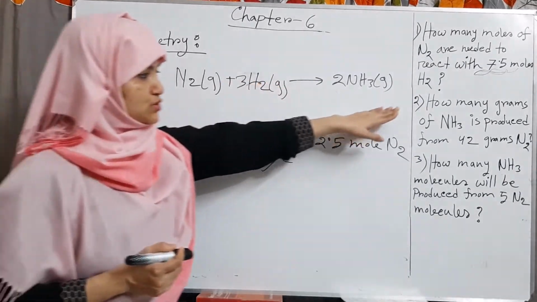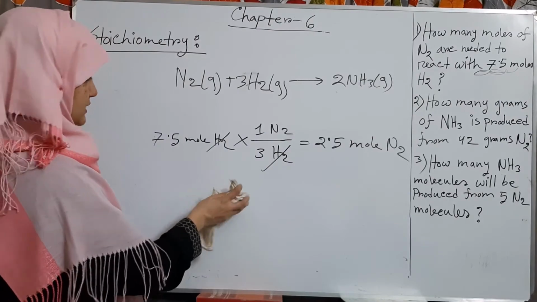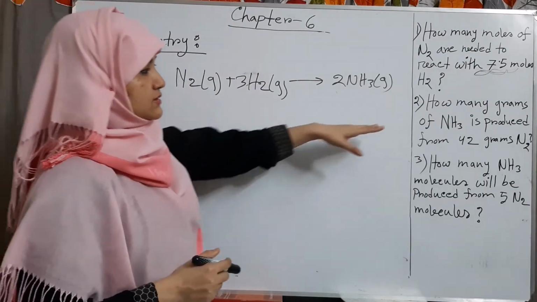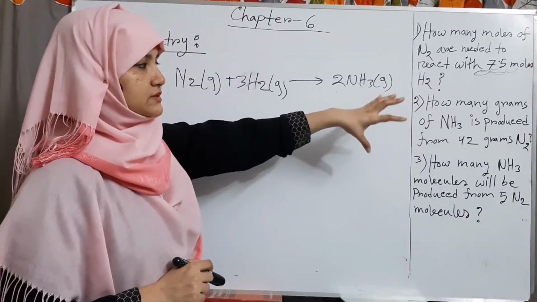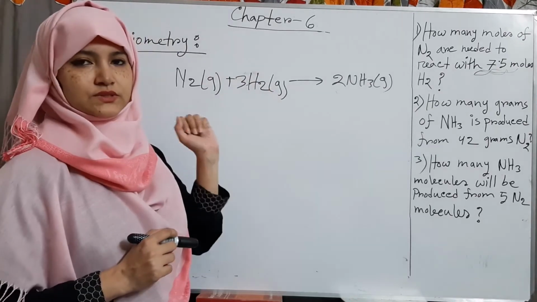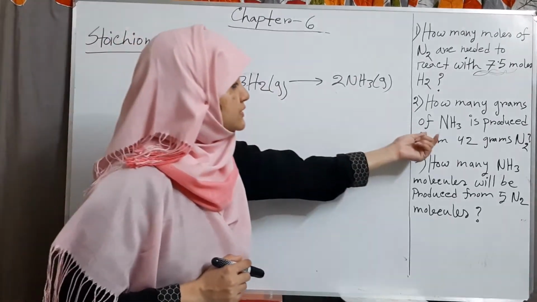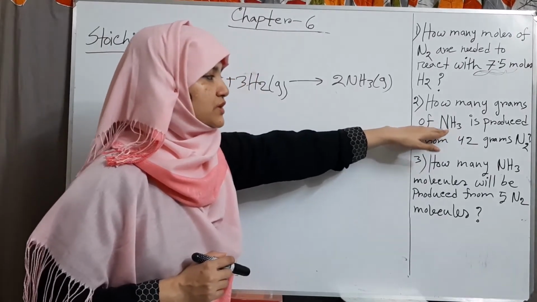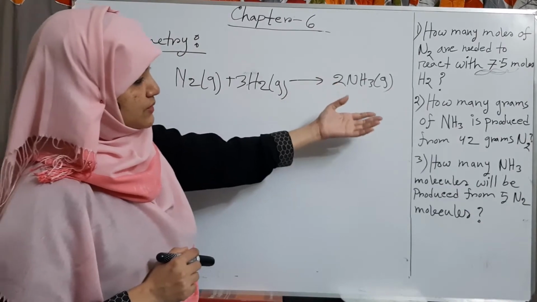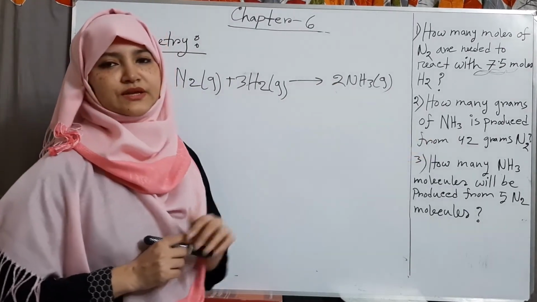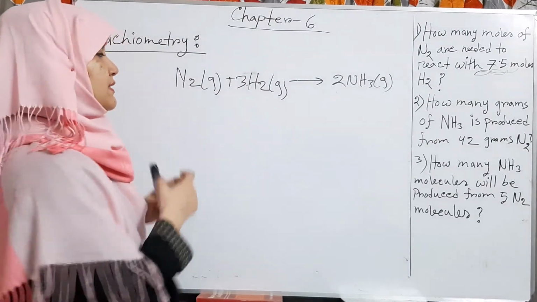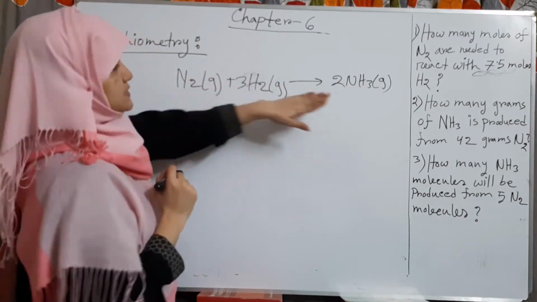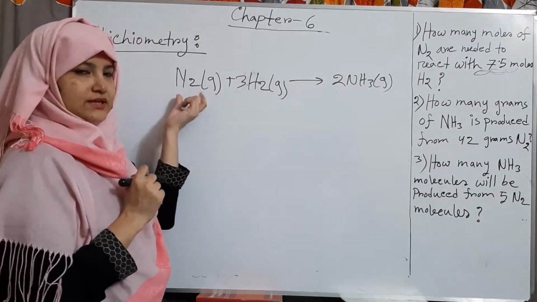And then number 2, this is also regarding this equation, and how many grams. Now we have to calculate the gram amount, the mass of a substance, and in that case the mass of ammonia is required. We have to calculate the mass of product. That means how many grams of ammonia is produced from 42 gram nitrogen gas. That's why we have to look at both sides. This is the product and this is our reactant.